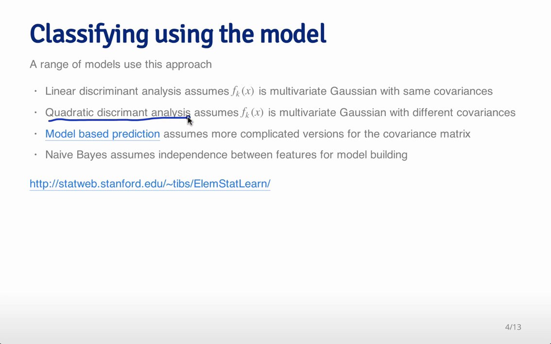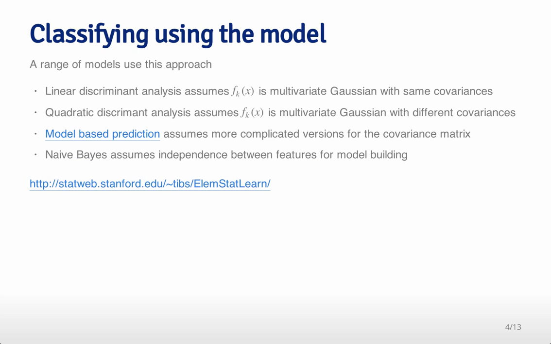Quadratic discriminant analysis is very much like linear discriminant analysis, although it allows different covariance matrices within each of the different classes, and so that ends up drawing quadratic curves through the data as opposed to lines. Model-based prediction basically allows for more complicated versions of the covariance matrix when building these models. And naive Bayes classifiers, which we'll talk about a little bit more in this lecture, basically assume independence between the features. So in other words, assume independence between our predictor variables for the model building process.